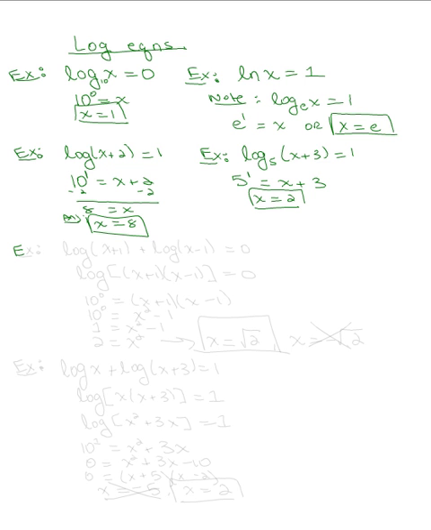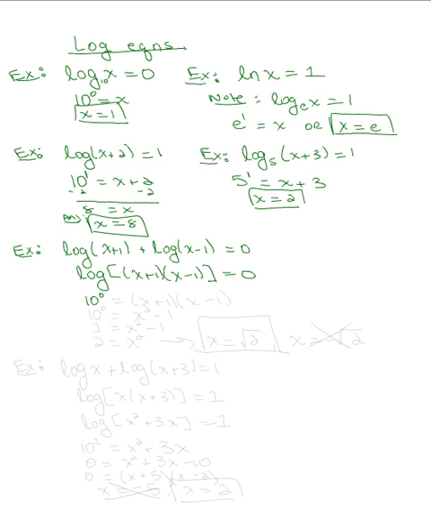In our next example, we're going to have more than one log in the equation, and we'll have to use a log property. So we have the log of x plus 1 plus the log of x minus 1 equaling 0. Now in this case, we have to use a log property to rewrite it as a single log expression here on the left. And then we can convert to exponential form like we've been doing.